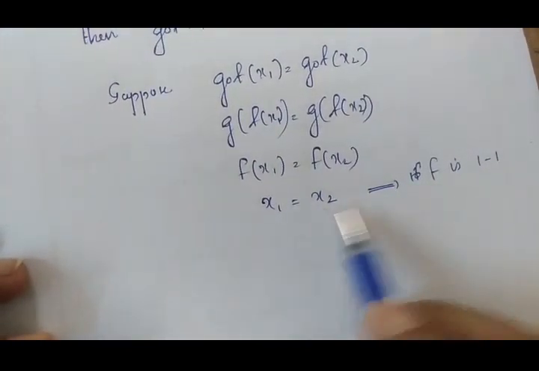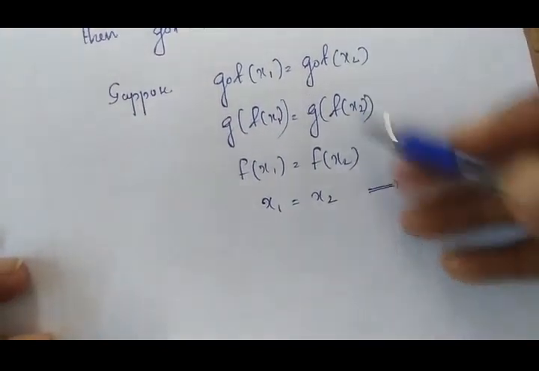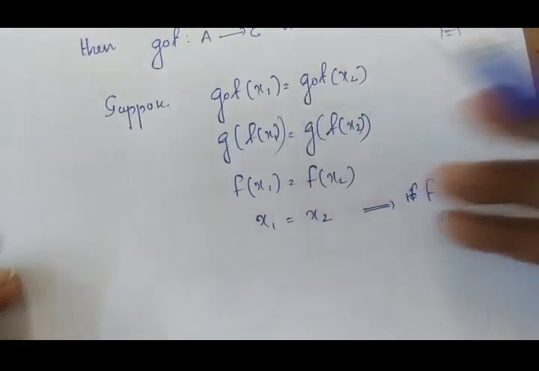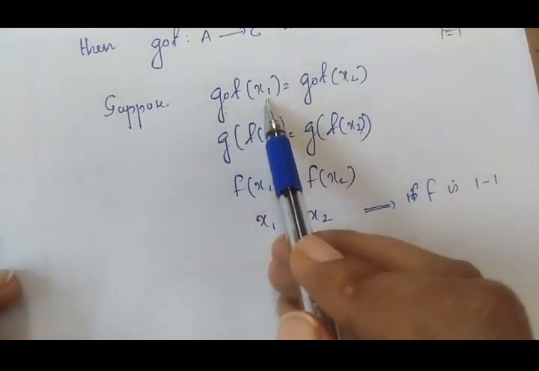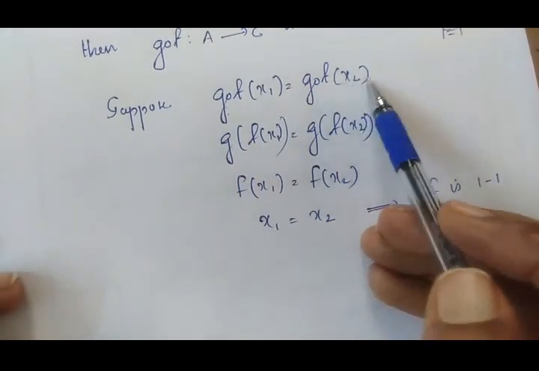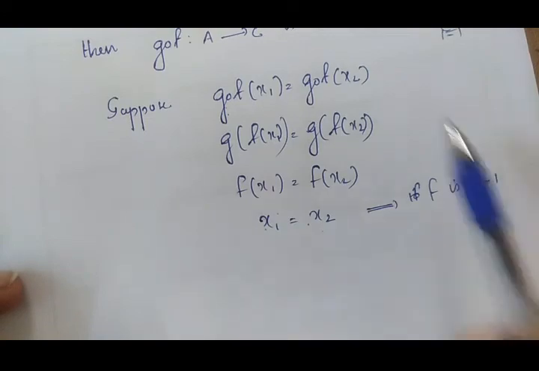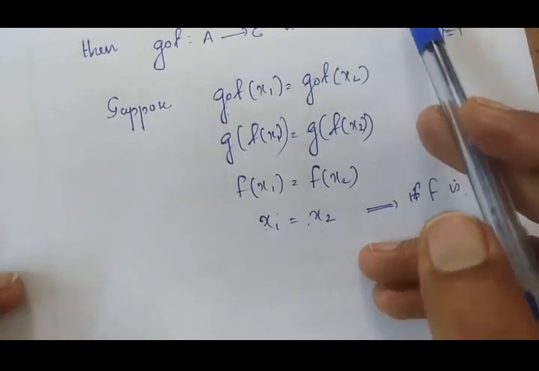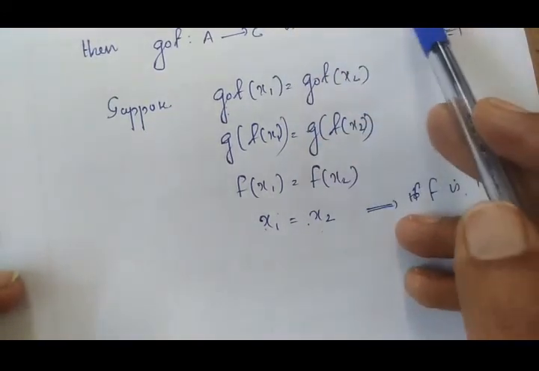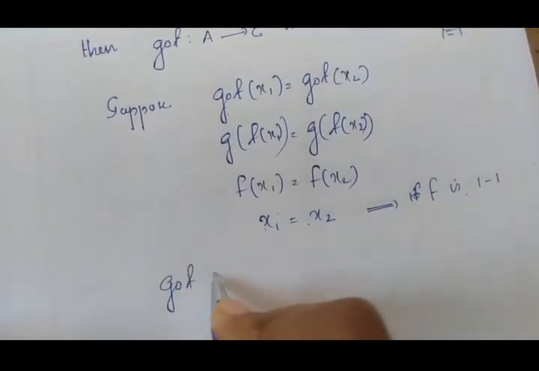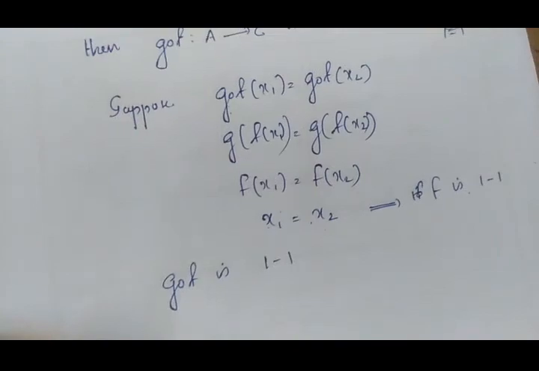So we can say that, firstly, g∘f is 1 to 1. We take g∘f of x1 is equal to g∘f of x2. We get the statement x1 is equal to x2. This is true because f is 1 to 1. In the question itself it is saying that f is a function which is 1 to 1. So we can say that g∘f is also 1 to 1.